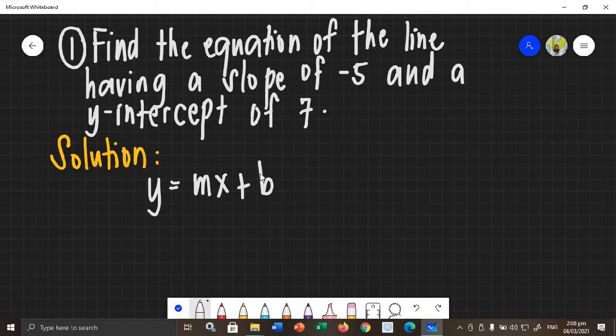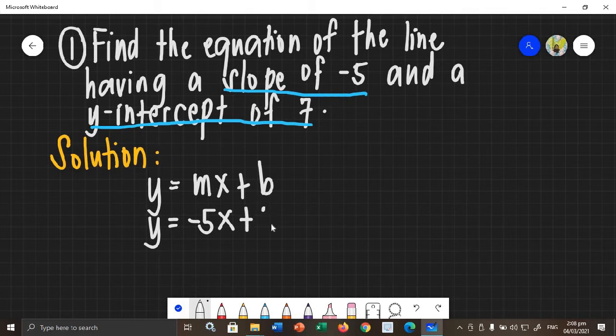Now, the second step is you need to substitute the given slope in the problem to the m here in the equation. Kasi as we all know, slope is represented by the variable m, di ba? And then, you need to also substitute the value of the y-intercept to the b here in the equation. Kasi yung y-intercept is represented by the variable b, di ba? So, substitute natin sila. We now have y is equal to, yung slope natin is -5, so ipalit natin siya kay m. So, -5x. Yung y-intercept natin is +7, so +7.